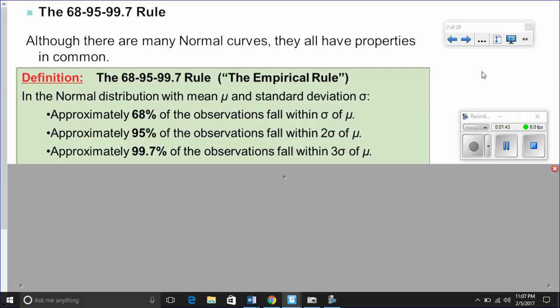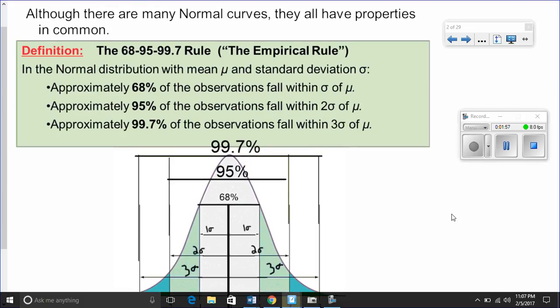About 95% of the observations fall within 2 standard deviations of the mean. And 99.7% of the observations will fall within 3 standard deviations of the mean. So let's take a look at what a picture of this looks like.